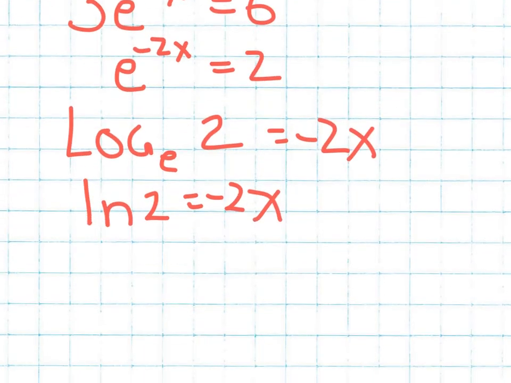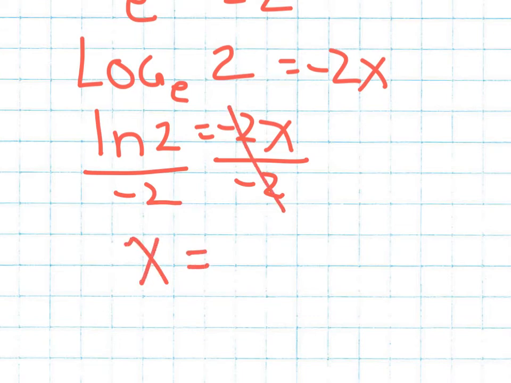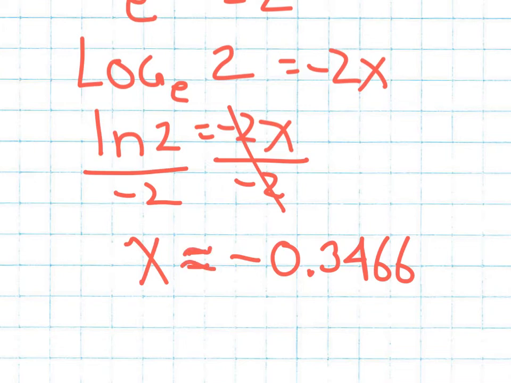All right. So how do we solve for x? All we need to do is divide both sides by negative 2. Those cancel, and x equals the natural log of 2 divided by negative 2, and when you use your calculator, you will get negative 0.3466. Now this is rounded, so this is approximately, that equal sign should be squiggly lines. It's approximately that, and that's what you should get.